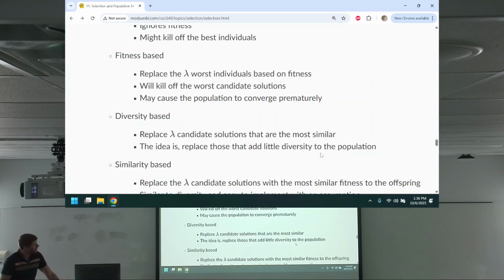Maybe diversity-based, replace lambda candidate solutions that are the most similar. Now this one's tricky. The idea here is if you replace those that are the most similar, then you're not going to hurt the diversity in the population, right? If I were to replace those that are most dissimilar, well now I'm hurting diversity, right? So it's kind of like the other end of the extreme. Do you see what I mean? Now how one goes about measuring how similar they are, that's tricky.